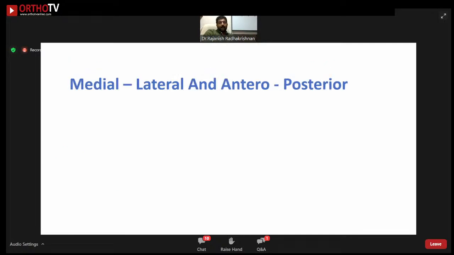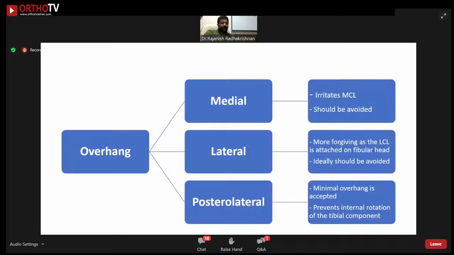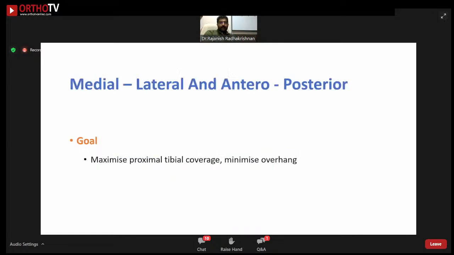Coming to the fifth and sixth degrees of positional freedom, they are the medial-lateral and the anterior-posterior positioning of the tibial tray on the proximal tibial cut. The goal is to maximize the proximal tibial coverage and minimize the overhang.